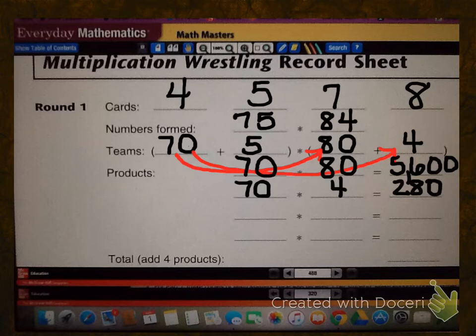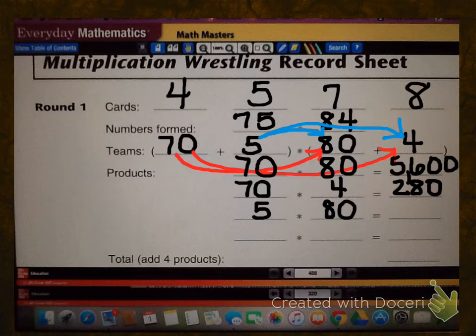And now we're going to take a look at the 5 in the first team. And the 5 will get multiplied times 80. And the 5 will get multiplied times 4. So when we set that up, it's going to be 5 times 80.